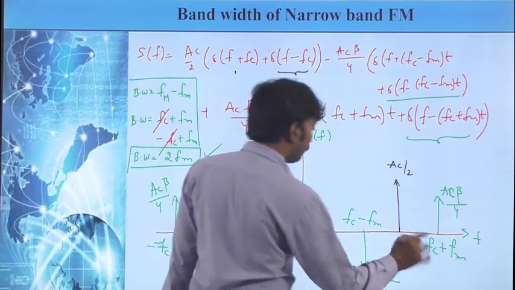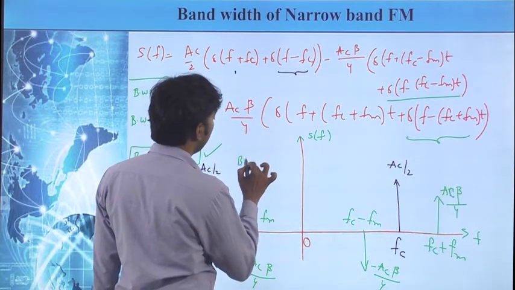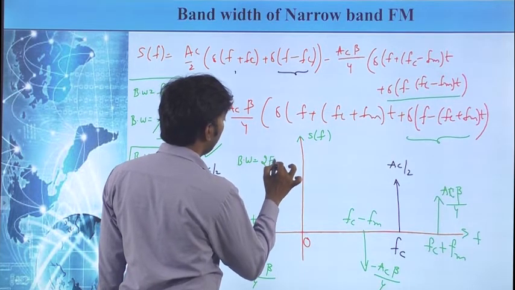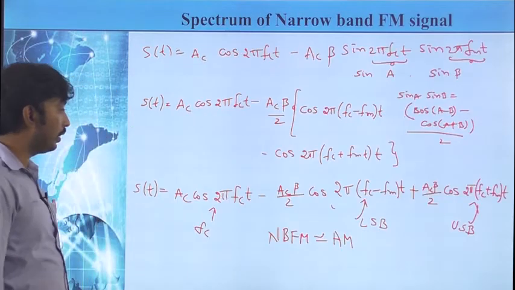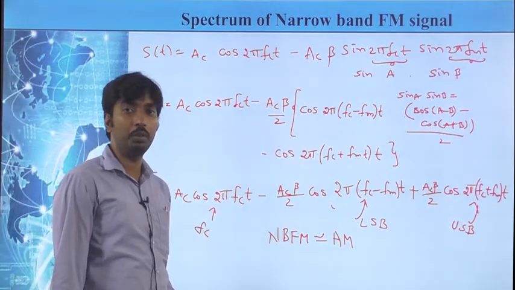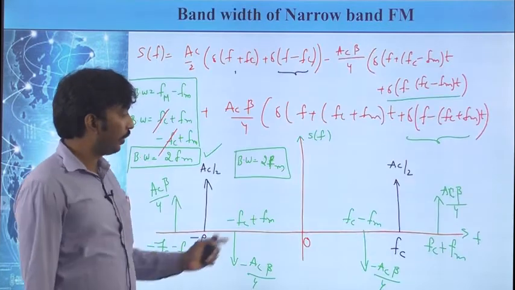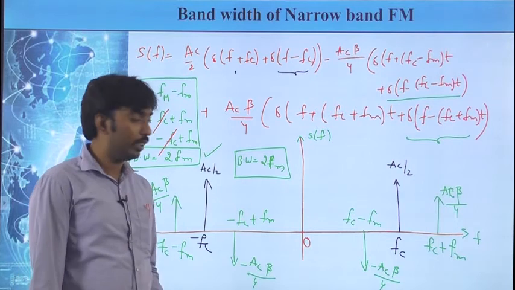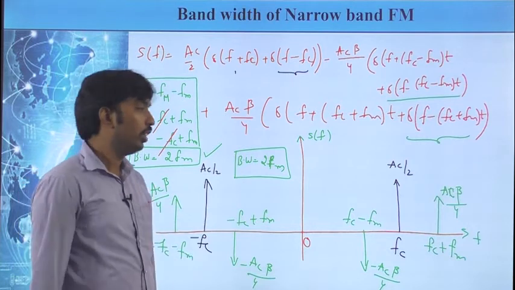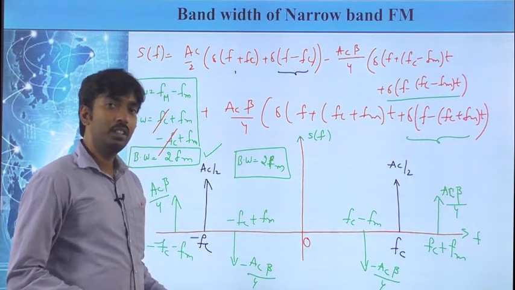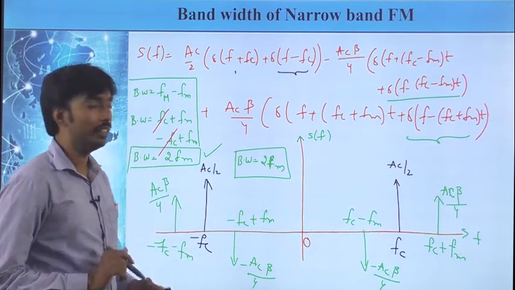Now, what is the bandwidth of this narrowband FM? Bandwidth is twice the message signal frequency. That is what I told you last time: narrowband FM is approximately equal to AM in the time domain expression, in the frequency domain plot, and the bandwidth is also equal. So that's why narrowband FM is equivalent to AM, right?